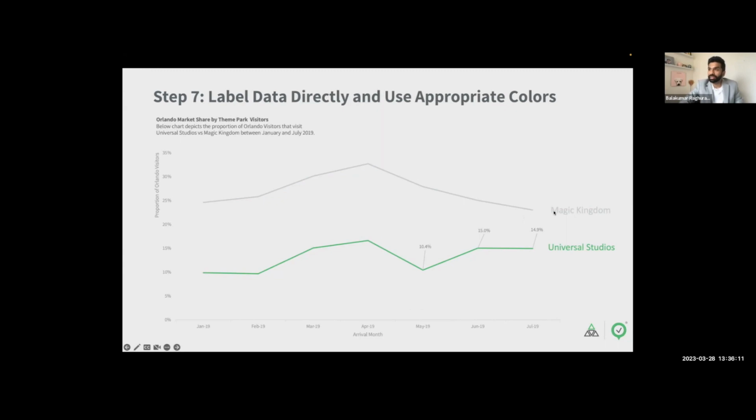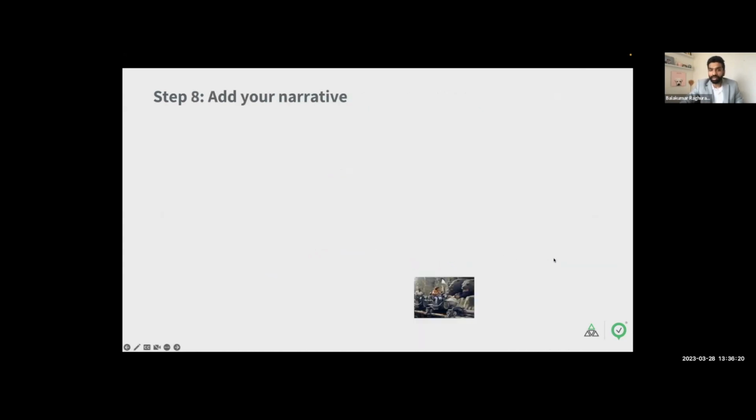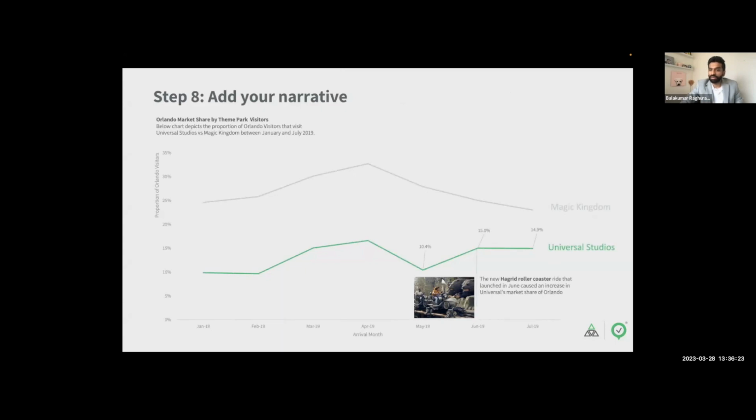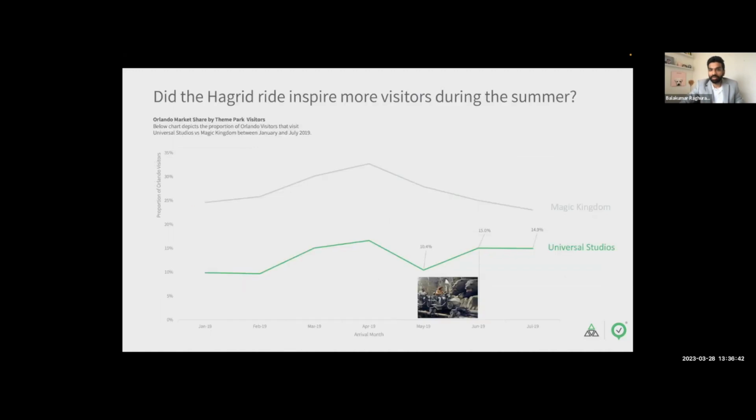So this is Magic Kingdom, and you can see that I'm using a dull color for Magic Kingdom because Universal Studios is our account, right? Now we're keeping Universal Studios in green. And finally, we're going to add our own narrative to it, which says, hey, look at this new Hagrid ride cluster that actually launched in June that caused an increase in Universal's market share while we're seeing a decrease in Magic Kingdom, right? So imagine how we started. We started with this and we ended with this, right? And that's what we want to do with decluttering: think about how we can make this most positive as well as how we can get to the insights faster.